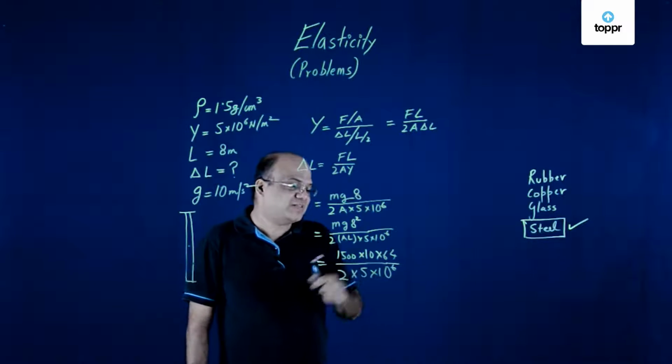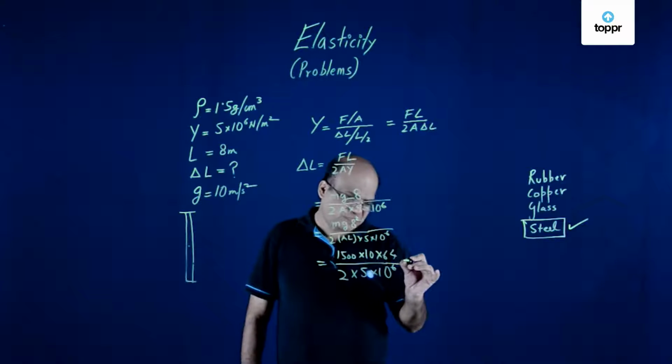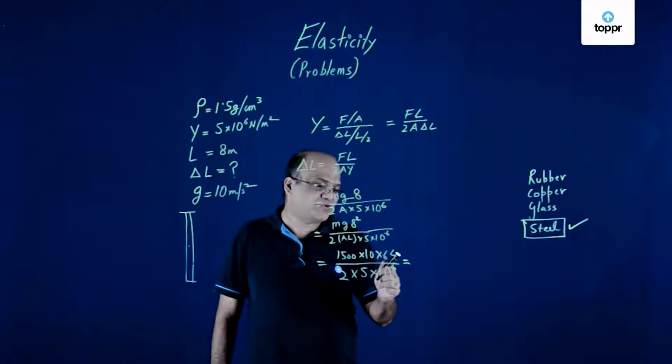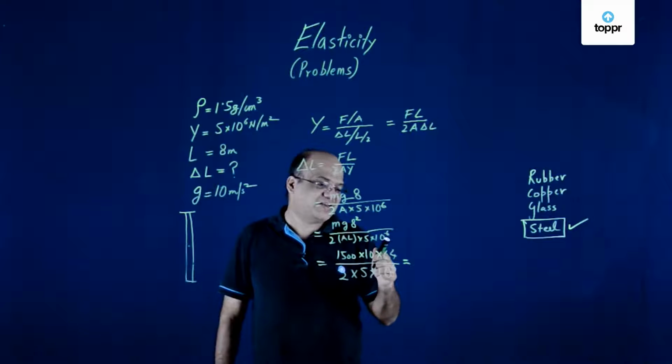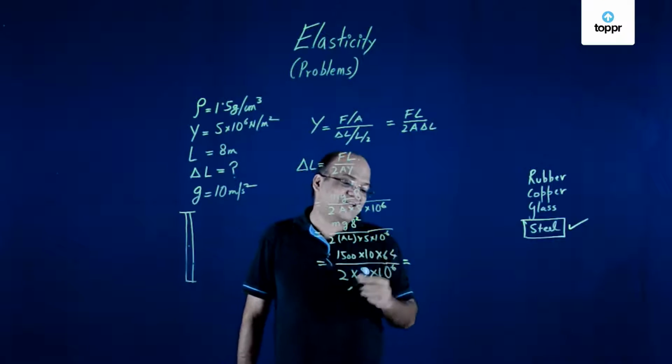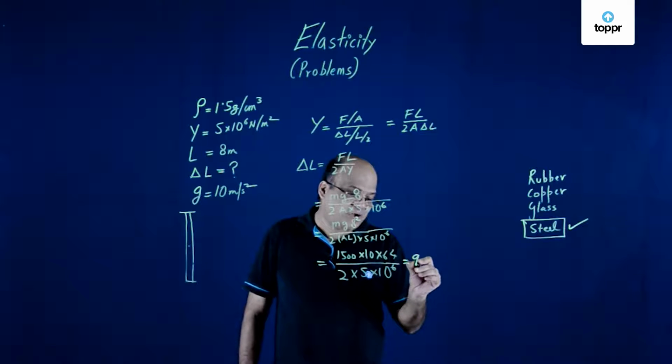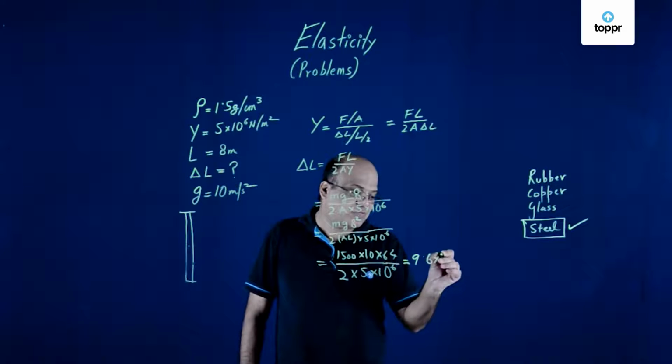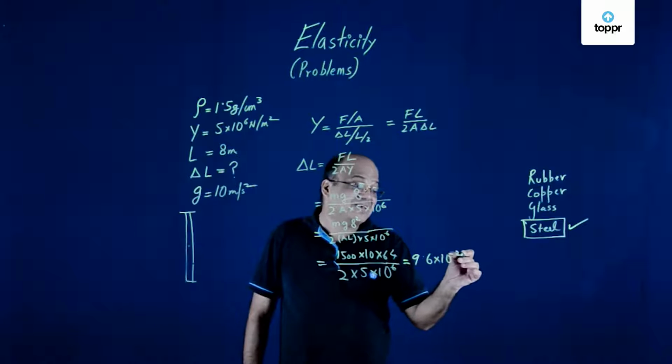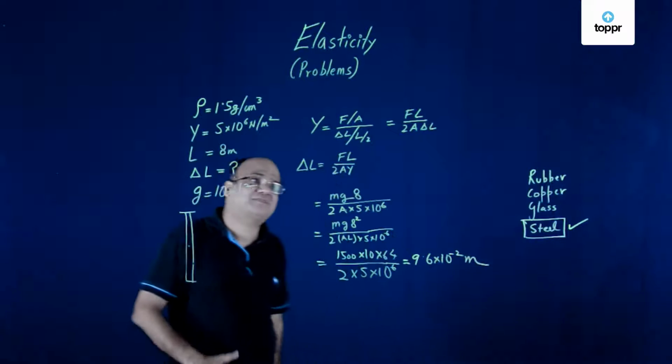And then you have to multiply this with 15. So what will you get? 15 into 4, 60. 15 into 6, 90, and then 6 there. So 96. So we get 9.6 into 10 to the power minus 2 meter. So this is how we solve this question.